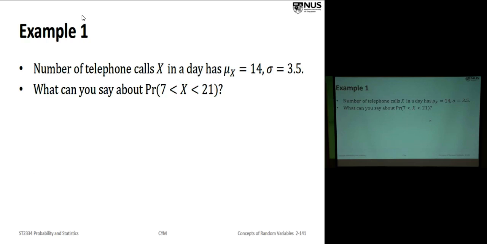So here's an example. These are stylized examples, but they illustrate the application of the Chebyshev inequality. We are told that the number of telephone calls X in a day has mean 14 and standard deviation 3.5. What can I say about the probability that the number of phone calls in a day is at most 21 and at least 7? All I'm told is the mean and the variance. I don't know anything about the distribution, although I could hypothesize one, but suppose that I don't know that.